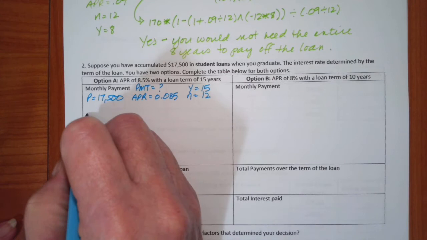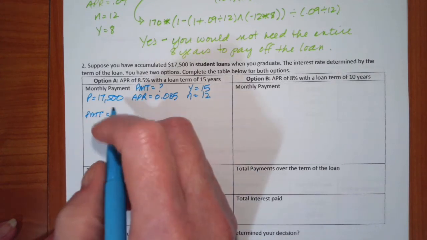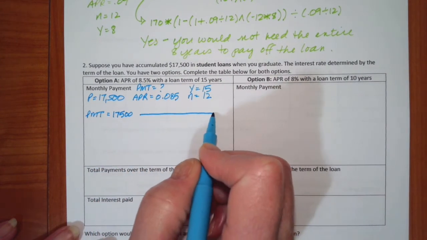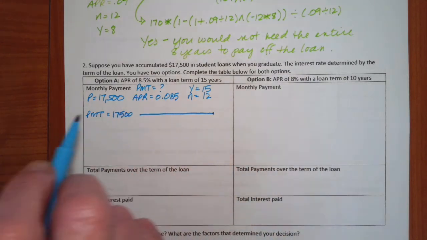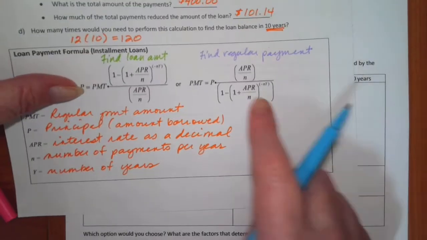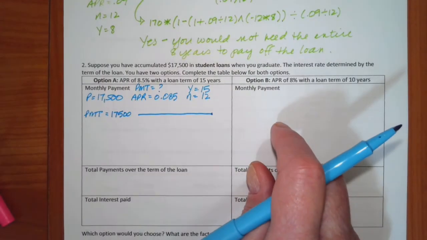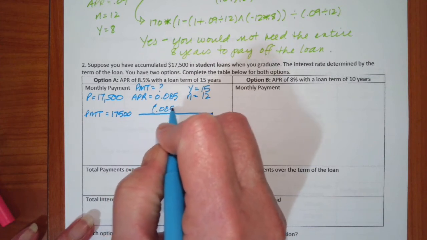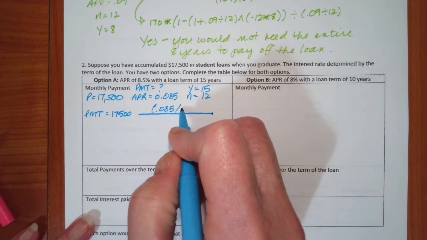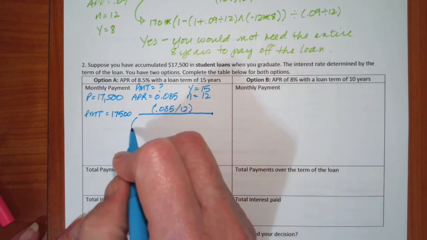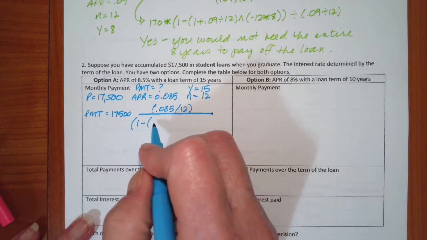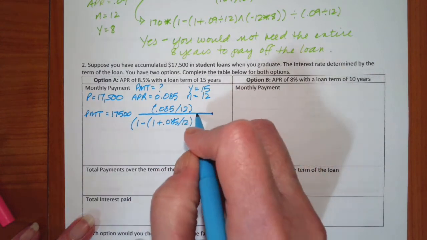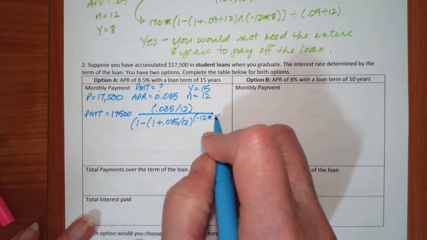Okay. So my payment is equal to 17,500 times, and for the payment formula, to find the payment, I'm going to use this one. So it is going to be 0.085 divided by 12, all divided by 1 minus 1 plus 0.085 divided by 12 to the negative 12 times 15.